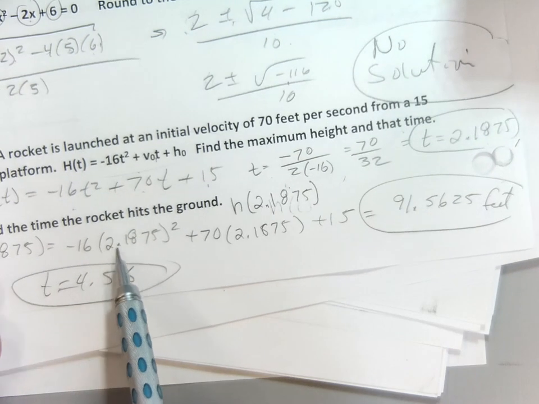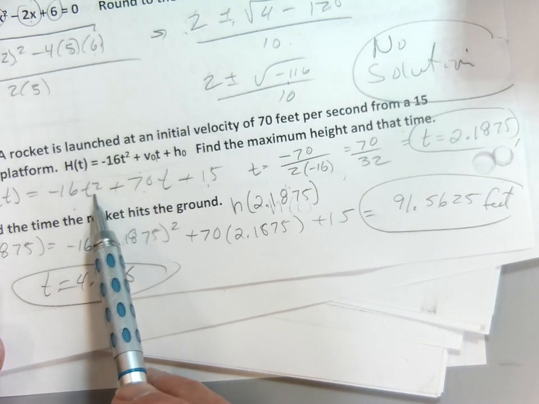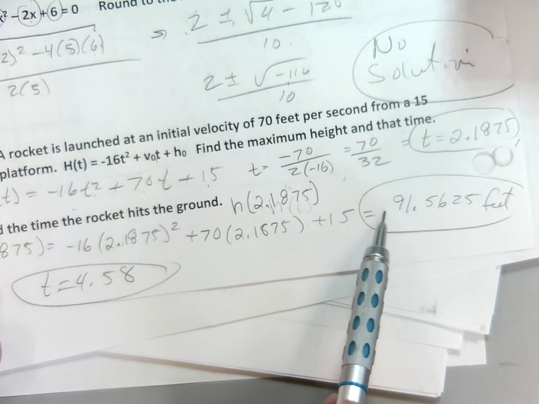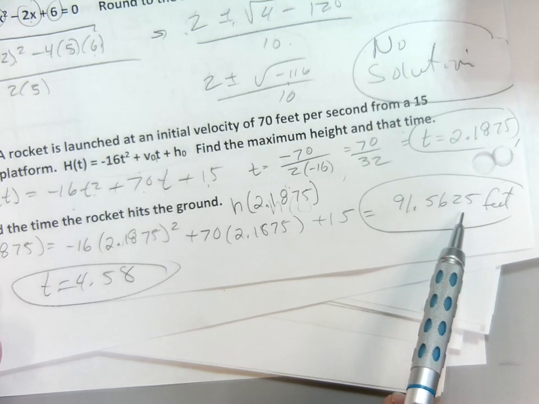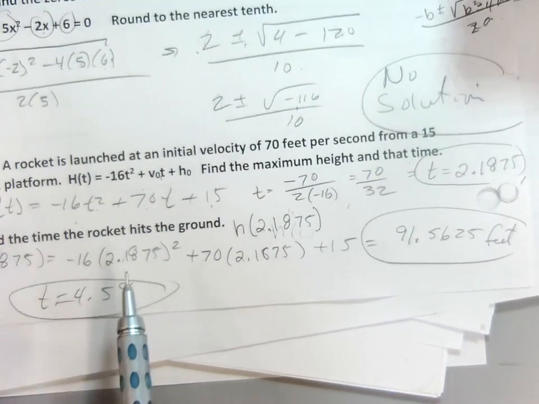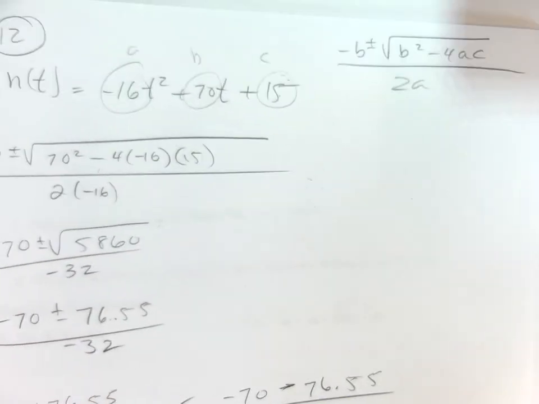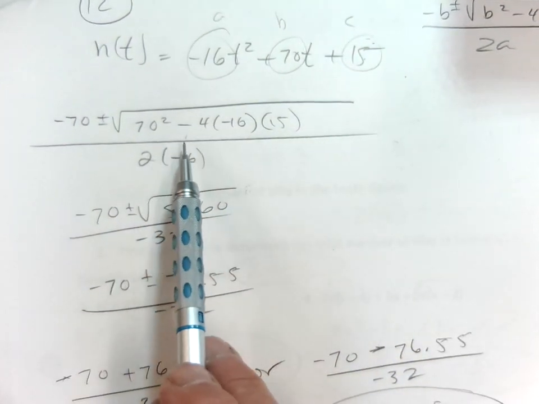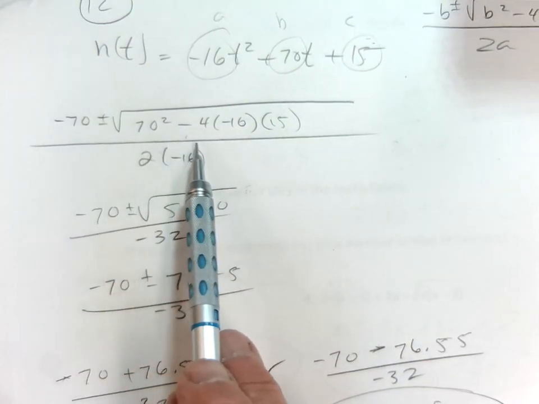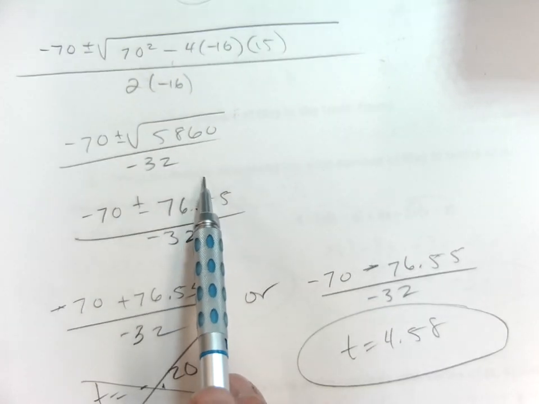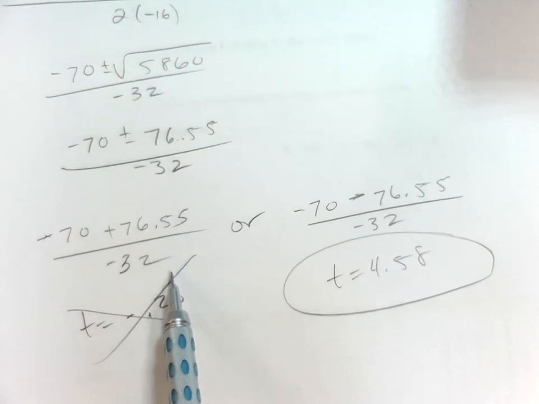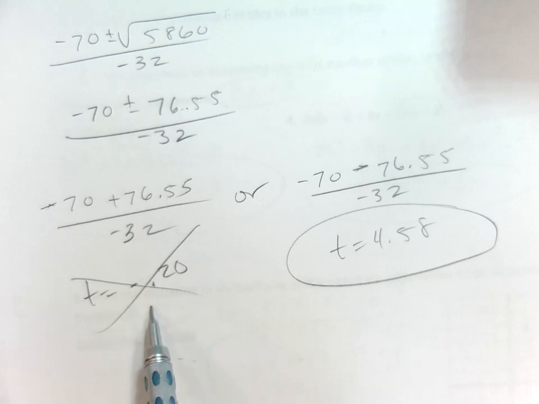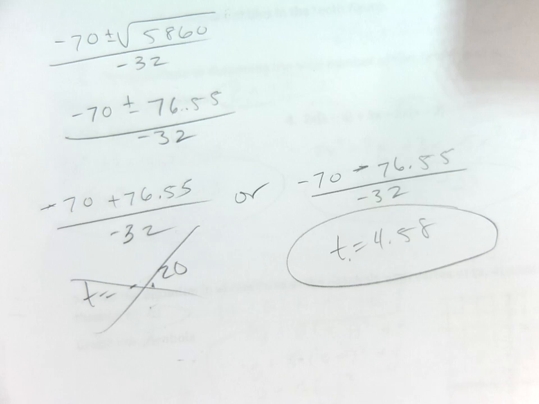To get the height, I just plugged it in. I used my calculator and got 91.5625. Now, to get when it hits the ground, I use the quadratic formula. Okay, and I show my work on the quadratic formula here. Quadratic formula, a, b, and c. I worked out the negative b plus or minus square root of b squared minus 4ac all over 2a, and I ended up getting a negative 0.2 and a positive 4.58 seconds.